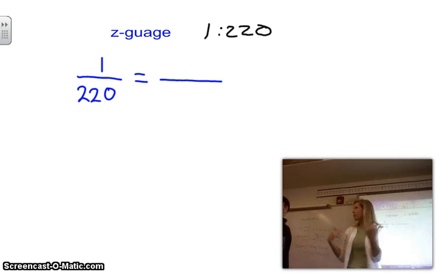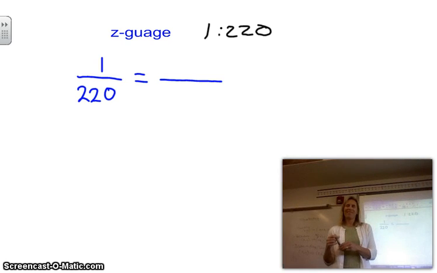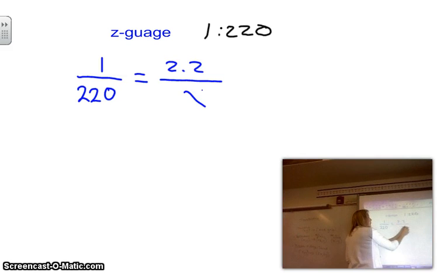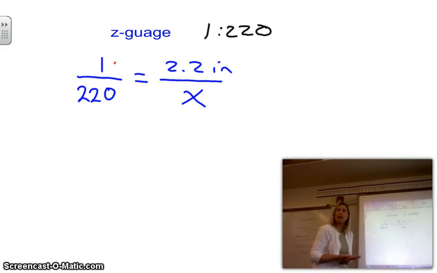So where does that go in this fraction? Thank you, Nick. Top or bottom? It goes to the top. It's the model. 2.2 over, we're trying to find actual. And remember, this is in inches. I see no units here, so our answer is going to be in inches too. So who can tell me, let's use our blowing up fractions. What do we multiply 1 by to get 2.2?